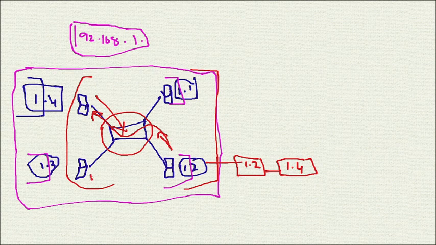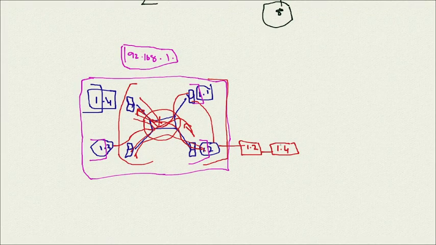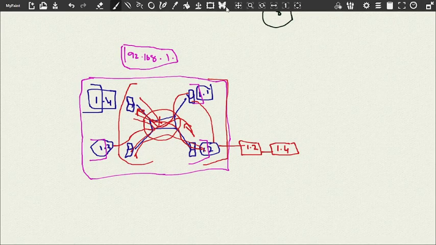Then 1.3 wants to connect with 1.1, and the request is sent to him. Since we are in the same network, there is no problem. It connects through the switch, no one interrupts, and we are connected directly. Each other will be reachable. This is the purpose of the switch.